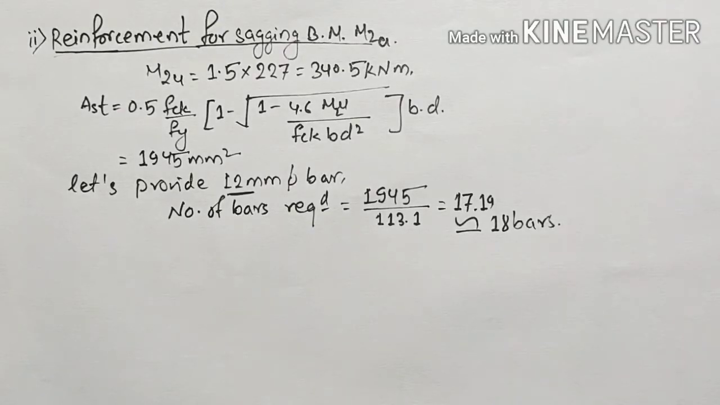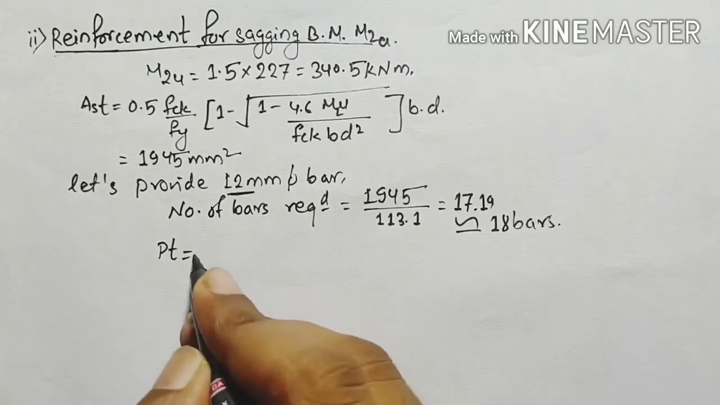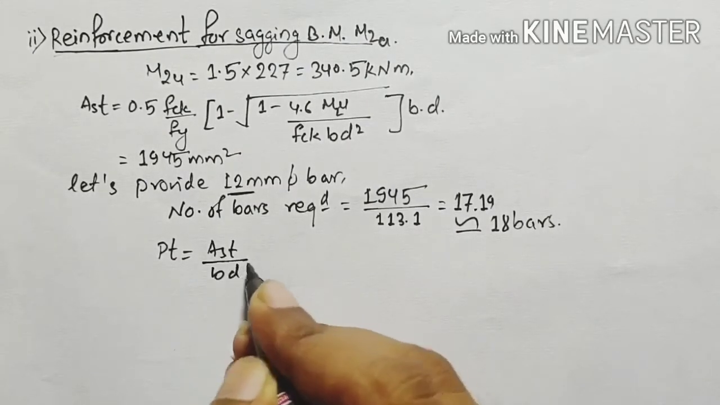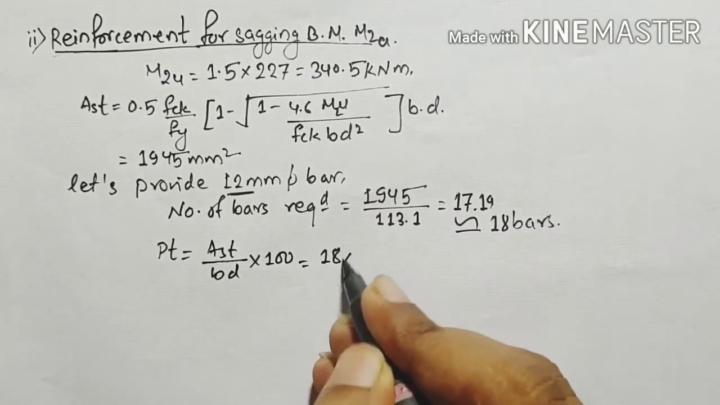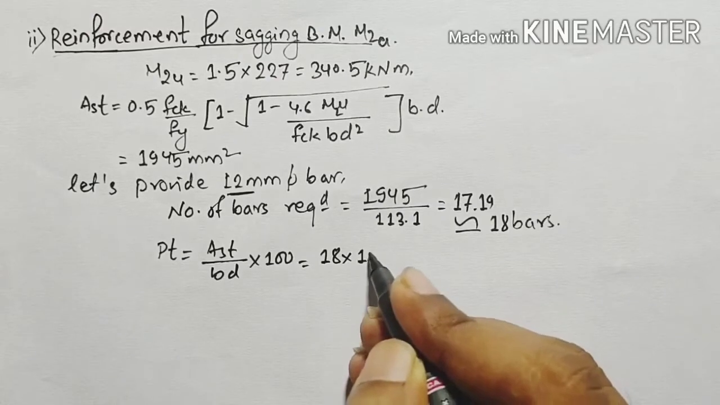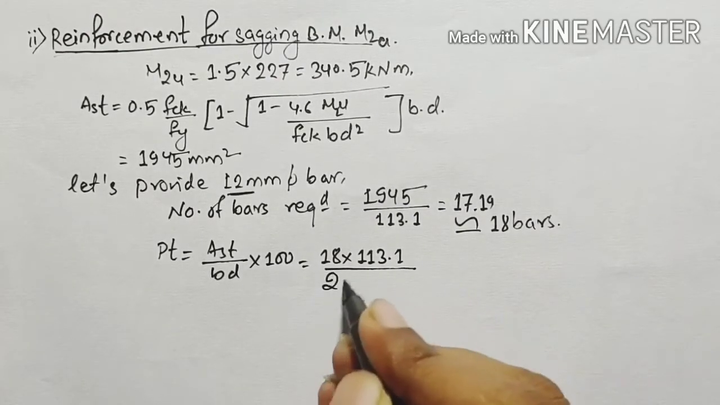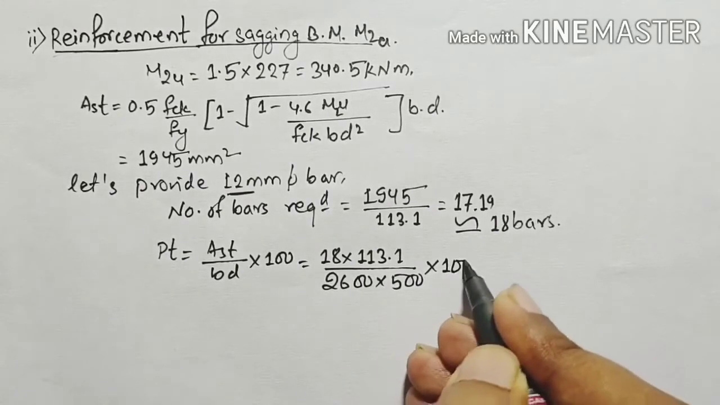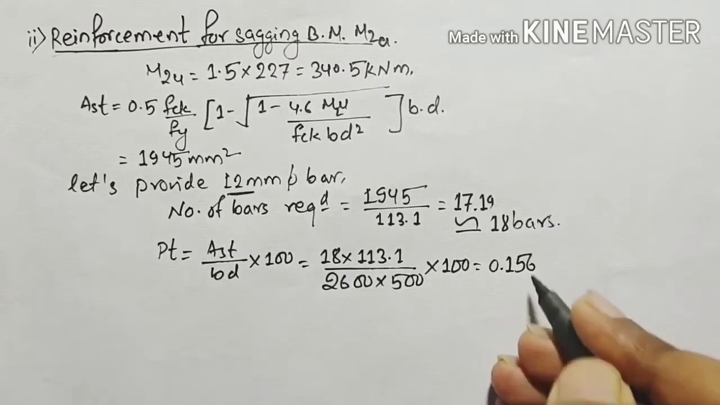Now again we need to find the percentage of steel, and we will again use the formula, that is AST by BD times 100, and AST will be 18 bars of total area 113.1 by BD, meaning 2600 into 500 into 100, and we will get the percentage of steel as 0.156.